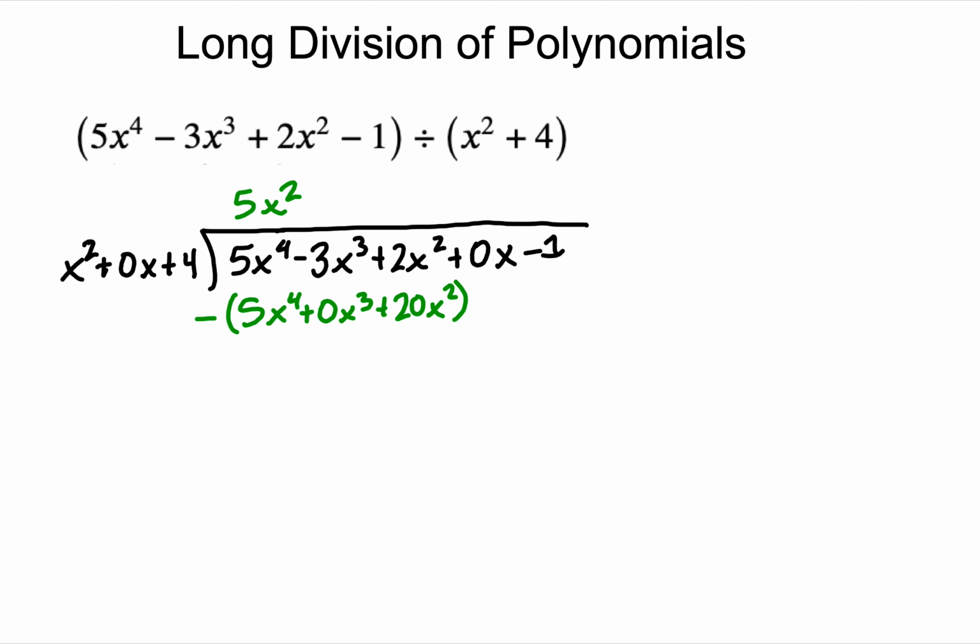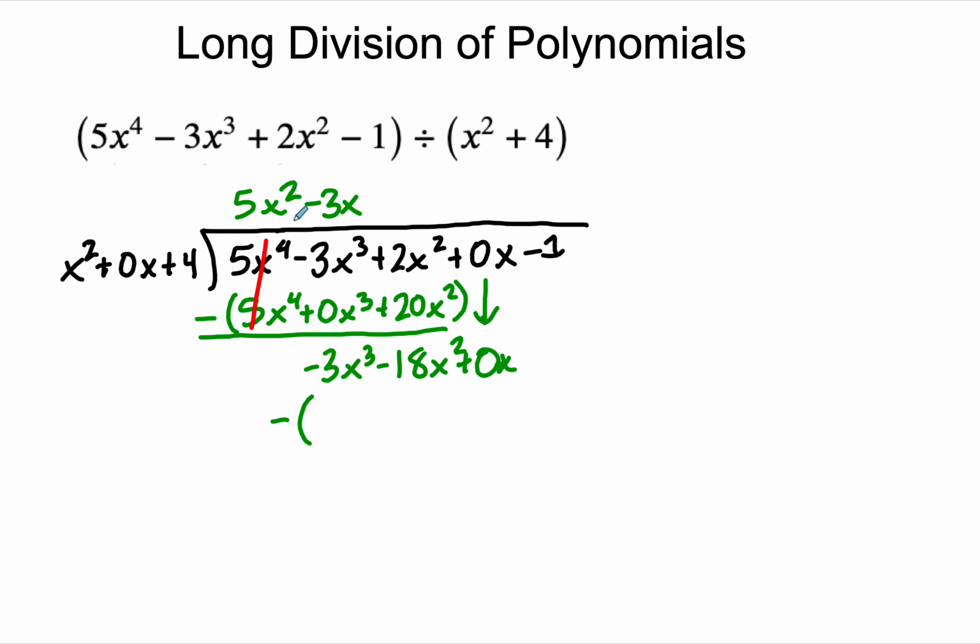Okay, so now I'm going to subtract. What happens here is that your first term should always cancel out. So this cancels, and now I have negative 3x cubed minus 0, which is negative 3x cubed. I have 2x squared minus 20x squared, that's going to be negative 18x squared. Now I'm going to bring down my 0x, and I'm going to repeat this process. Looking at negative 3x cubed, what can I multiply x squared by to get negative 3x cubed? Well, x squared times negative 3x is going to give me negative 3x cubed.